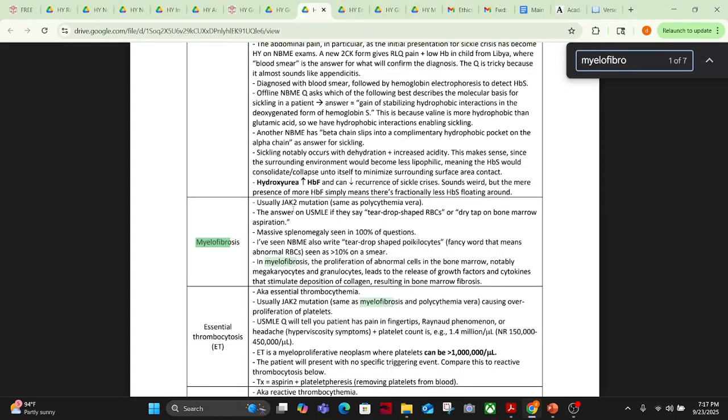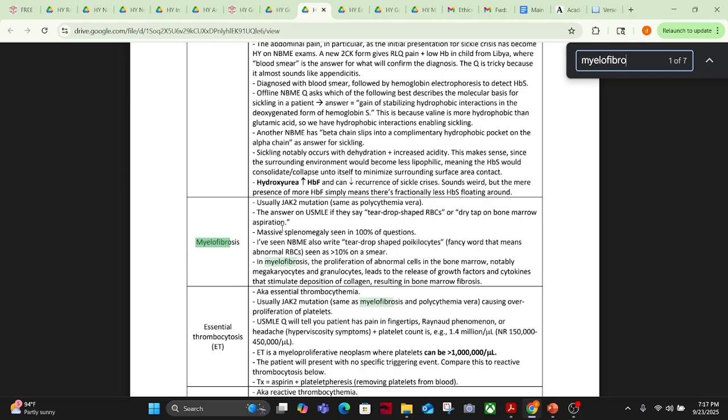Myelofibrosis is a JAK2 mutation, same as polycythemia vera. The answer on USMLE, if they say teardrop-shaped RBCs or dry tap on bone marrow aspiration, the answer will be myelofibrosis. You will see massive splenomegaly in 100% of questions. They can also write it as teardrop-shaped poikilocytes. Poikilocytes just means abnormal RBCs, and that will be seen on more than 10% of the blood smear.